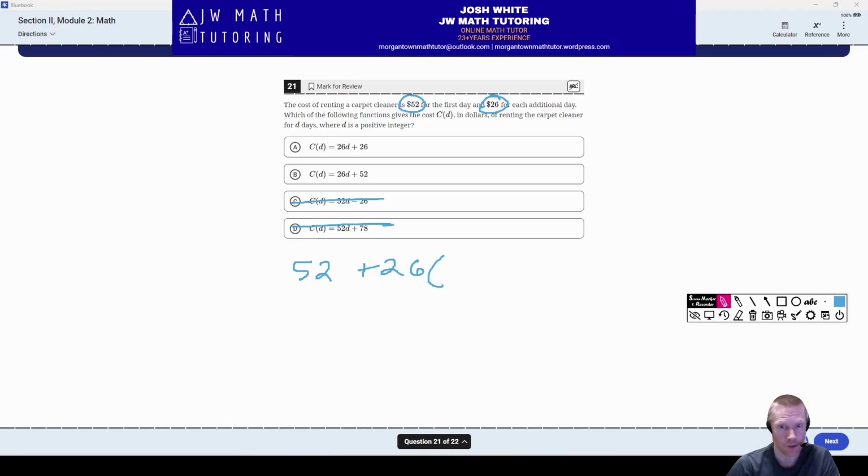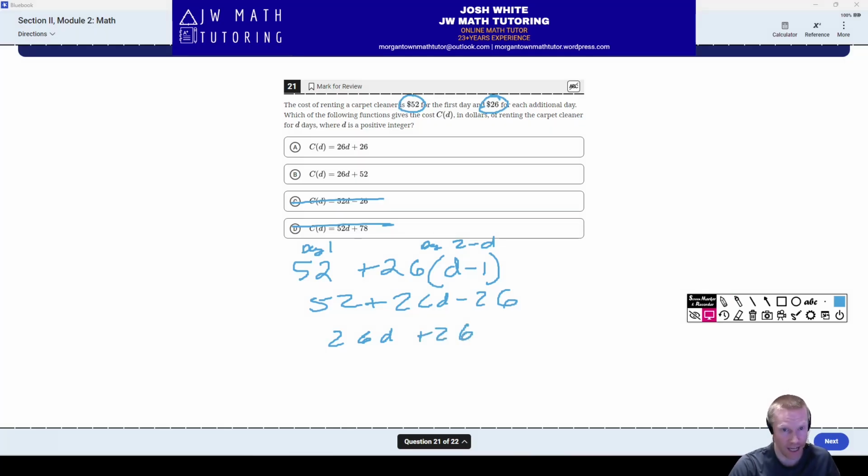But the total number of remaining days, if you rent it for a total of D days, would be D minus 1 days that are charged 26. In other words, this is day 1, and this is day 2 through D, or day 2 through 10. So 1 day is 52, but then there are 9 days that would be the 26. So if you distribute it and simplify it, notice you get 26D plus 26. Okay, so the correct answer is A here.